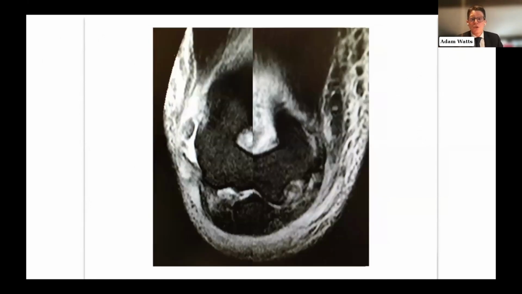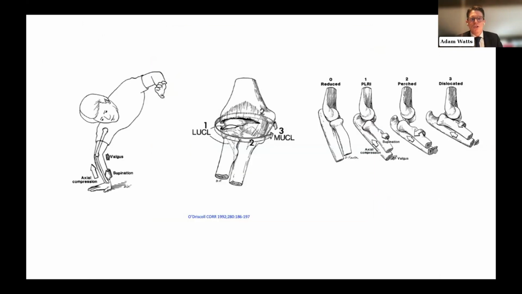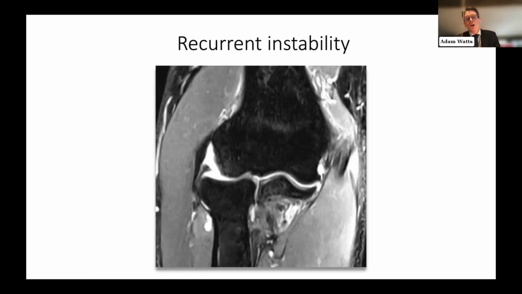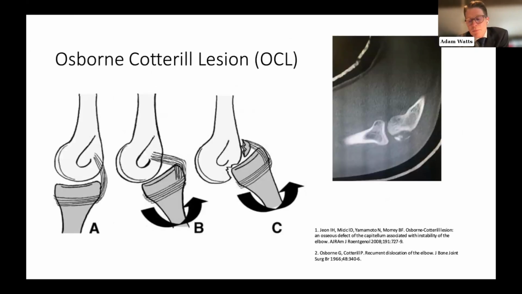And of course, they do follow the Horii circle as described by Shawn O'Driscoll, and the injury seems to start laterally and travel medially. And those ones tend to run the risk of recurrent instability and PLRI type problems, although most recurrent instabilities after a simple dislocation are frank dislocations rather than PLRI.